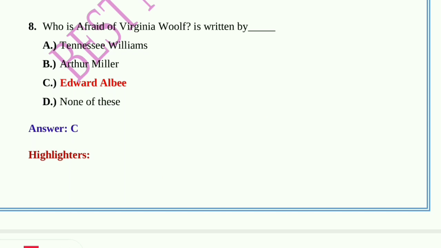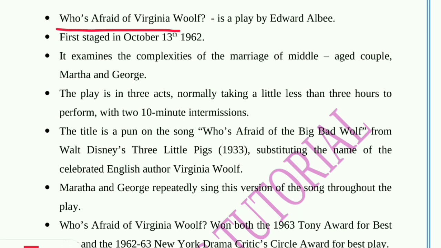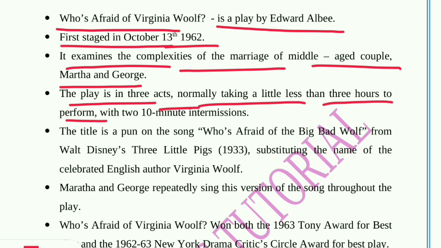Question number 8. Who's Afraid of Virginia Woolf? Is it written by Tennessee Williams, Arthur Miller, Edward Albee, or none of the above? Here, the answer is C, Edward Albee. Let's see the highlighters. Who's Afraid of Virginia Woolf? is a play by Edward Albee, first staged on October 13, 1962. It examines the complexities of the marriage of middle-aged couple Martha and George. The play is in three acts, normally taking a little less than 3 hours to perform, with two 10-minute intermissions.